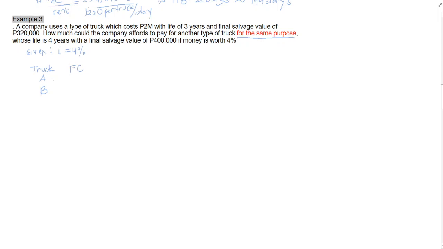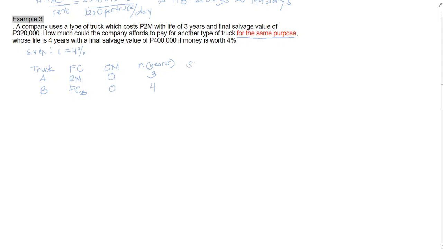So it says there that the first truck costs 2 million. That is the first cost. And for truck B, it is unknown, so that is the requirement. So that is the first cost of truck B. For your OM, it is not mentioned, so that is 0. For the useful life, that is in N years. So for your truck A, that is 3 years. So it is mentioned. And for truck B, that is 4 years.